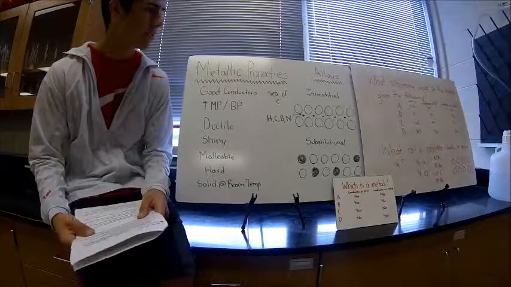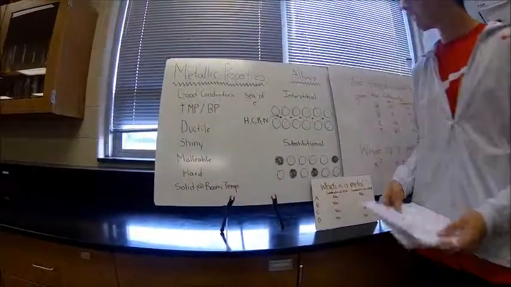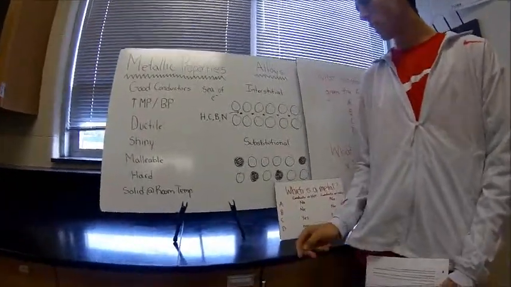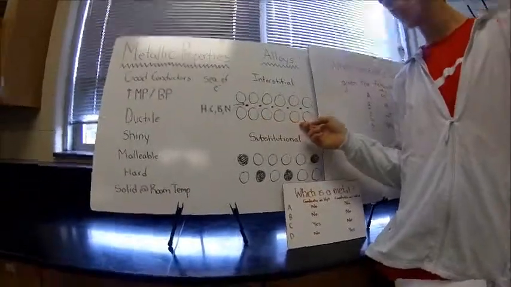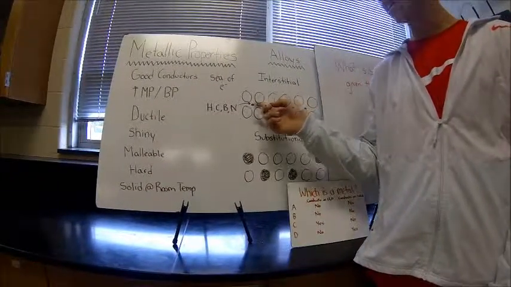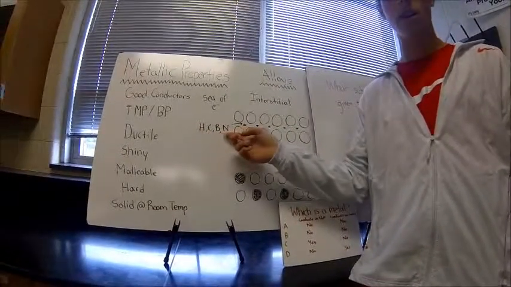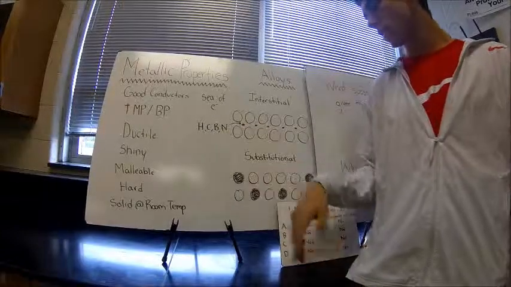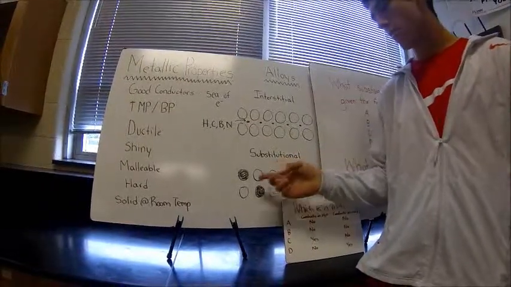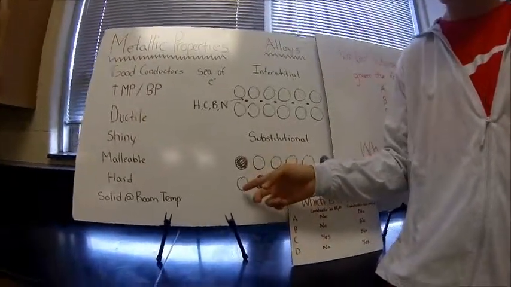Then we go over to alloys. There's two different types of alloys. They are interstitial and substitutional. Interstitial alloys have large atoms and then smaller atoms in between each of the large ones. Some of the smaller atoms can be hydrogen, carbon, boron, and nitrogen. Then substitutional alloys just have two different types of elements, as you can see with the shaded and then the light color.